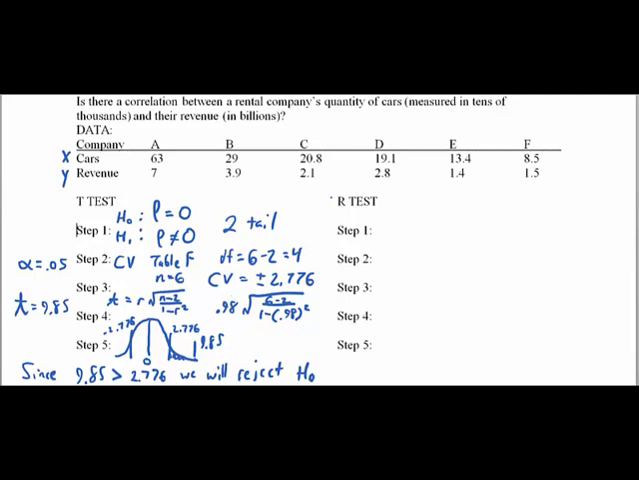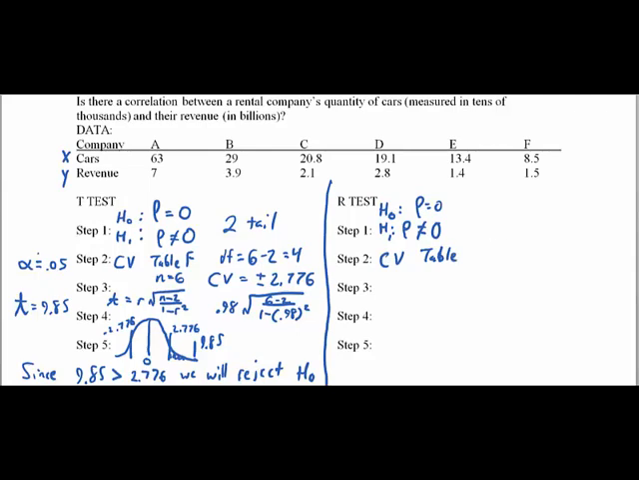Now let's compare and contrast this versus the R test. In the R test, the null and the alternative is the only thing that actually stays the same. The null and alternative will basically be rho equals 0 and rho is not equal to 0. Now what you do in step 2 is you find your critical value on table I. This is also known as an R table.